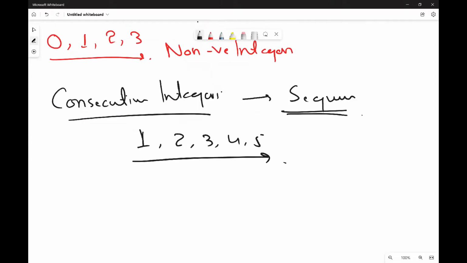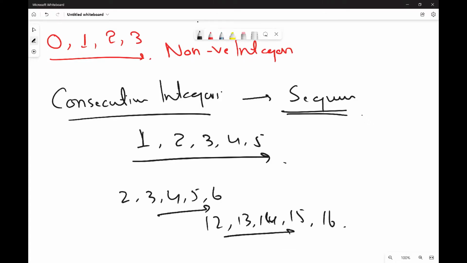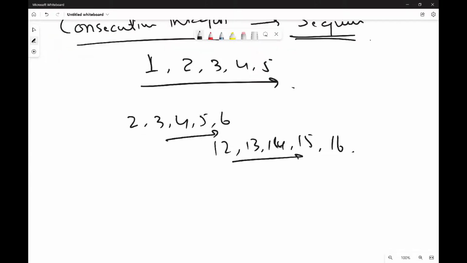Similarly, 2, 3, 4, 5, 6, or 12, 13, 14, 15, 16. All of these are consecutive integers, each of which is one more than the preceding integer. For example, minus 2, minus 1, 0, 1, 2.